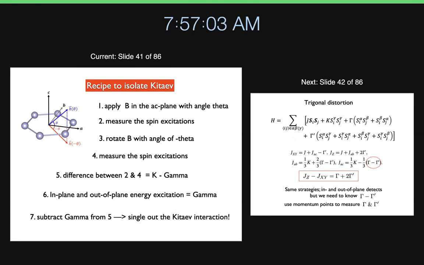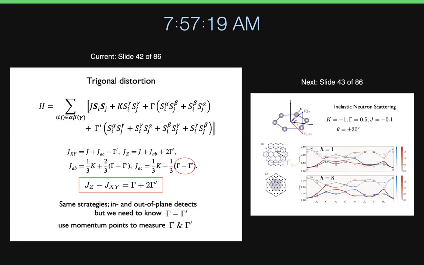And then the difference between the 2 and 4 excitations will tell me the K minus gamma. But in addition to that, the in-plane and out-of-plane resonance excitations will tell me gamma. Subtract gamma from K minus gamma, and I'll get the Kitaev interaction. Okay.